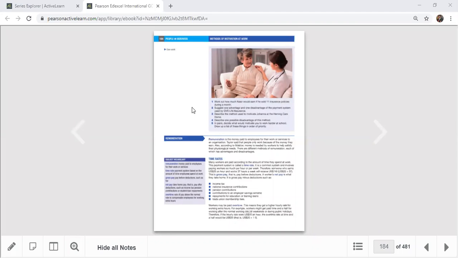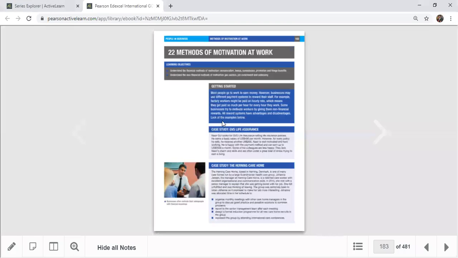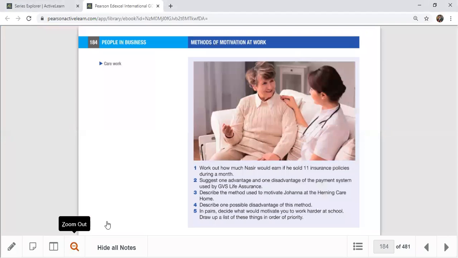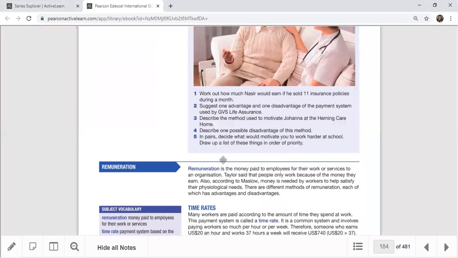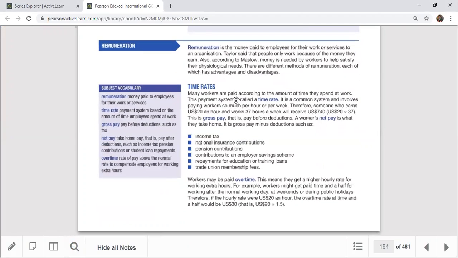We are talking about human resource management and methods of motivation at work. In my previous session, we talked about the different methods of motivation, those are the different remuneration methods. Remuneration is the money paid to employees for their work or service. Under that, we talked about the time rate method.